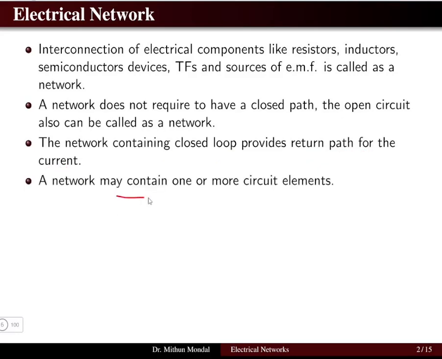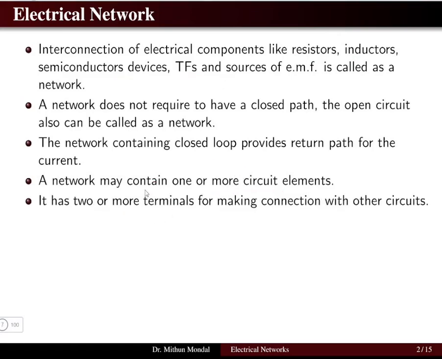A network may contain one or more circuit elements. So we have seen that the interconnection of the circuit elements forms a network and it should have one or more circuit elements. It has two or more terminals for making connection with other circuits. So any electrical network will have the interconnection of one or more circuit elements and it should have two or more terminals so that other parts of the circuit may be connected to it.